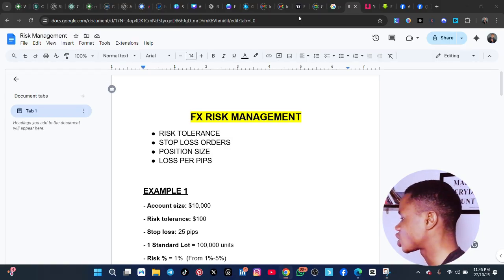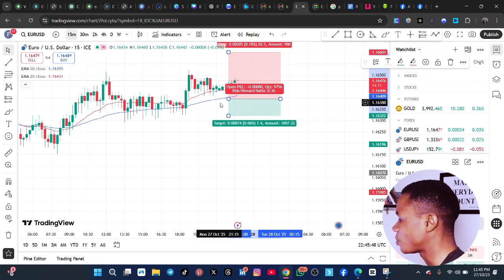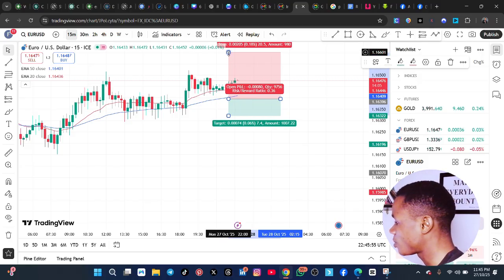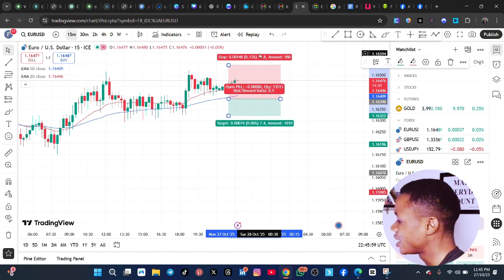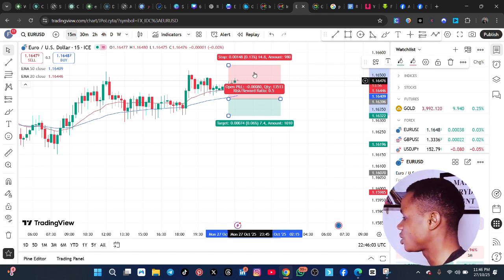Now stop loss is something like this. If you want to place a trade, let's say a sell, for example, this is where you want your stop loss to be: if the market does not sell and goes buy instead, it should stop your losses for you. That place is called stop loss. So this place you see in blue here is called stop loss.